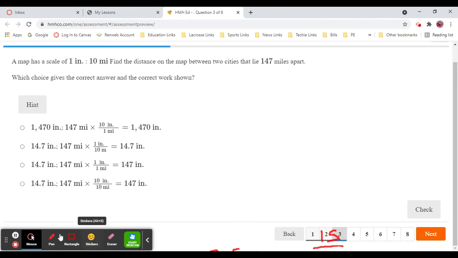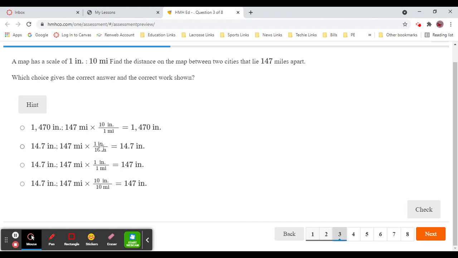Number 3, I need to clear my screen, otherwise it's going to continue to show up. Here we go. All right. A map has a scale of 1 inch is 10 miles. All right, 1 inch is 10 miles. Find the distance on the map between two cities that lie 147 miles apart. So let's see, 10 miles is 1 inch. I want to go 147 miles, right? So let's see, if 1 inch is 10 miles, right?